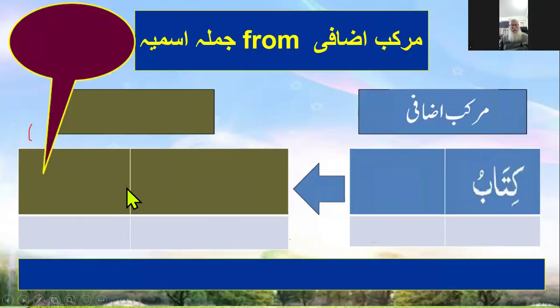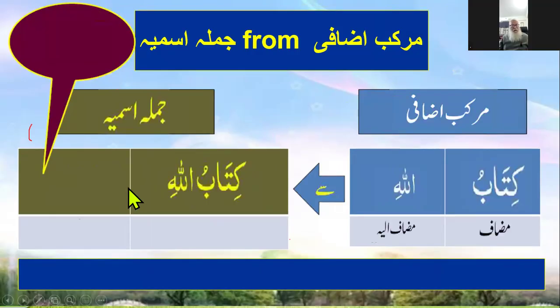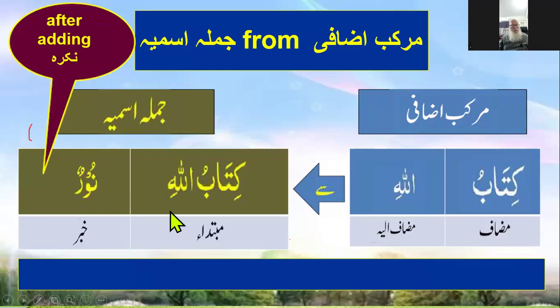Let's have another example: Kitabullahi. We don't change it. We add a common noun at the end, Nurun. Kitabullah is the mubtada, Nurun is the khabar. And you know, in Kitabullah, the first noun is actually the mudaf, which due to the mudaf ilayh being proper, also becomes proper.